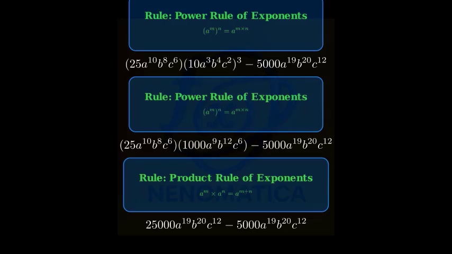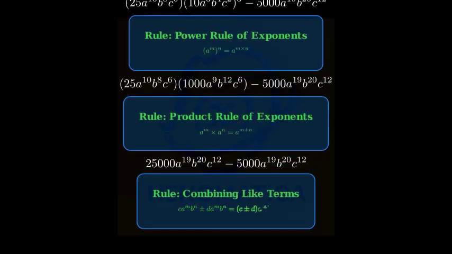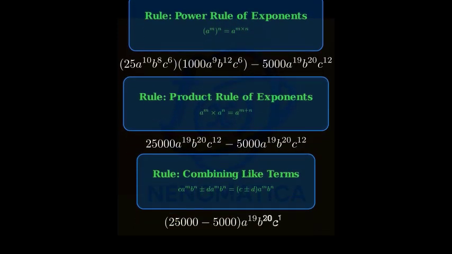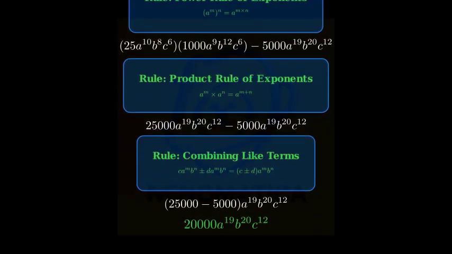Finally, we can combine like terms since both terms have the same variables with the same exponents. We have 25,000 minus 5,000, which gives us 20,000. So our final simplified expression is 20,000 a to the 19th power b to the 20th power c to the 12th power. Let's summarize the key rules we use to simplify these expressions.